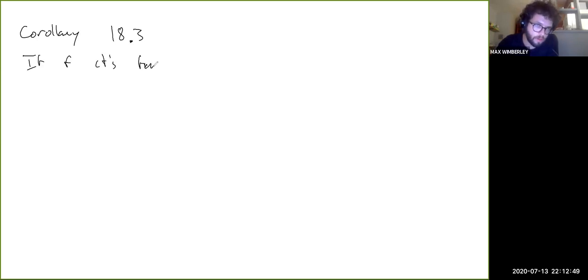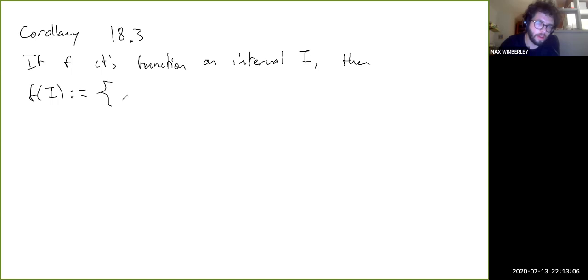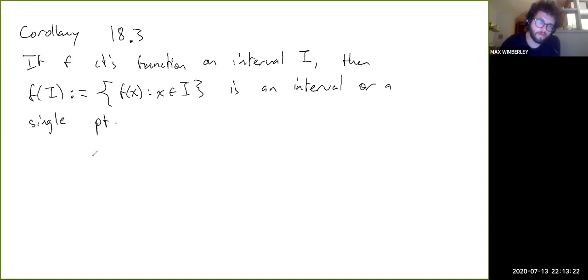And I'm going to give the corollary that they give in the book here. I'm just going to sort of describe it. I don't know if I'm going to go through it in full detail, but corollary 18.3 is, let's see, if f is a continuous function on an interval I, then f of I, which we define to be the set of f of x for x in I, is an interval or a single point. Okay.